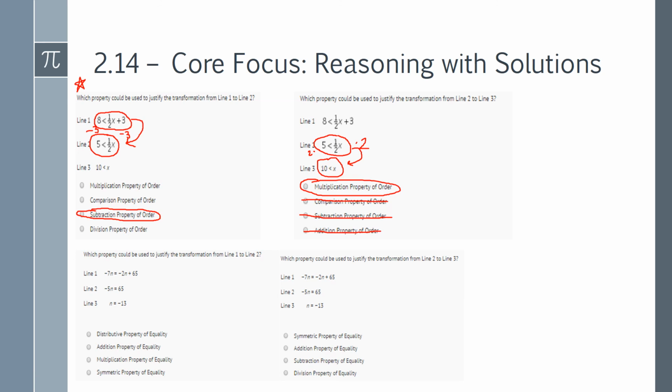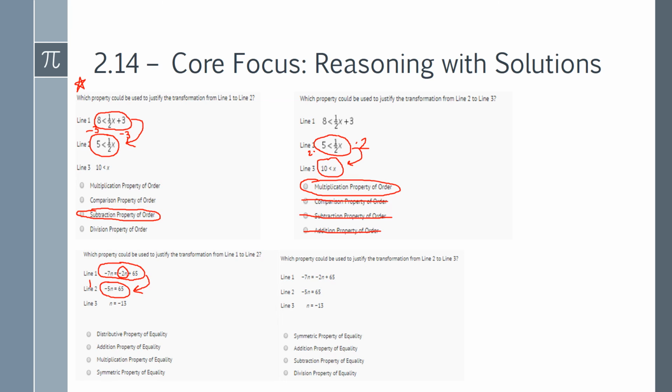All right, bottom left. Try to see if you can answer it before I get there. So which property could be used to go from line 1 to line 2? So again, compare them. What happened? So if you look through, I notice the 65 is still there on the right, but the negative 2n disappeared on the right. So in order to get rid of a minus 2n, I must have added 2n, and that would explain what happened on the left side as well.